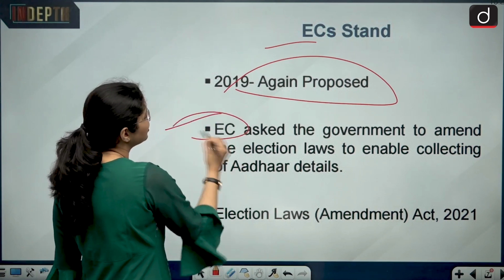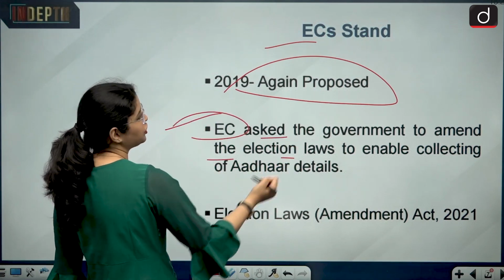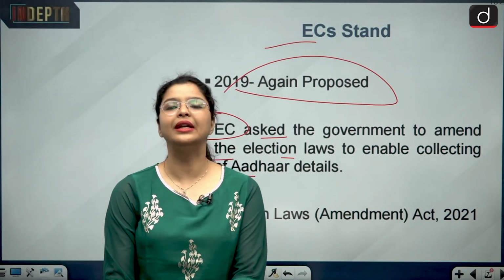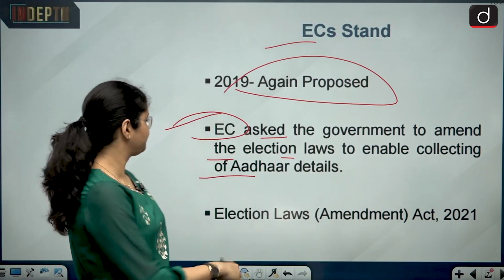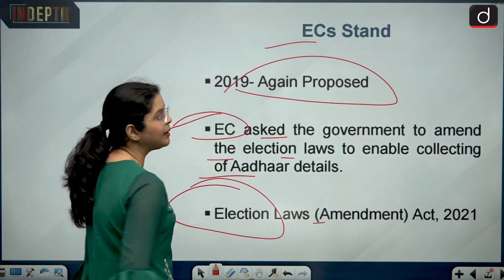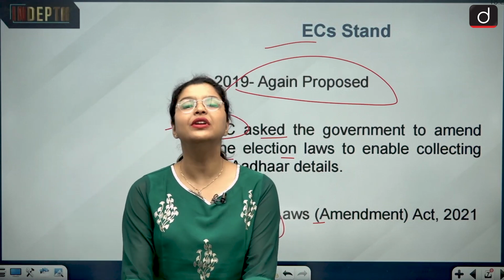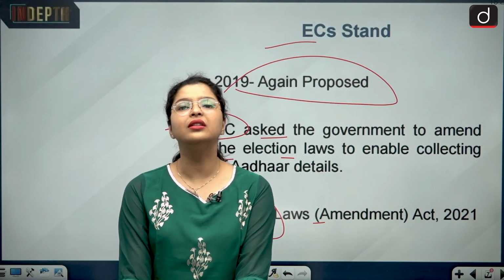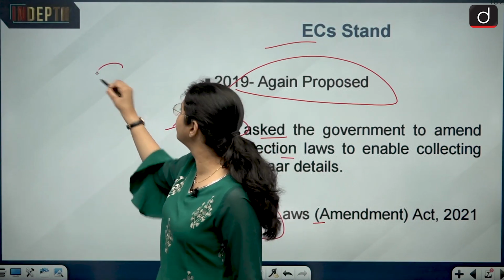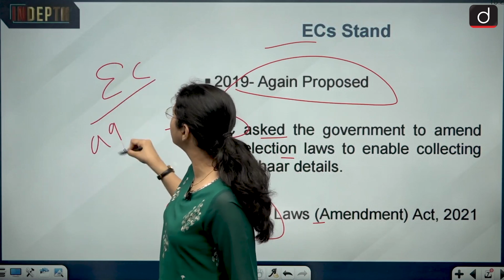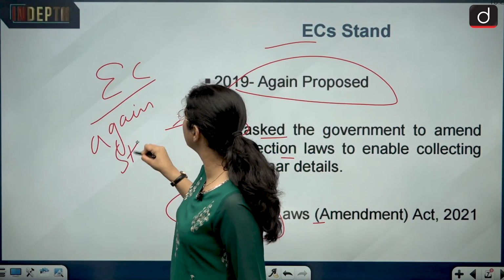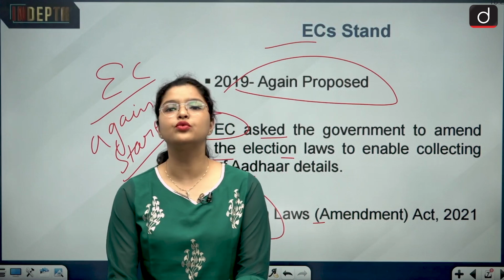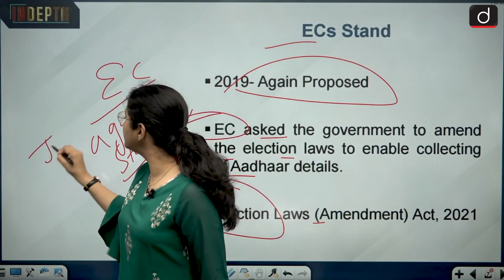So basically the Election Commission asked the government to amend the election laws to enable collecting of Aadhaar details, and the government of India enacted the Election Laws Amendment Act 2021, which enabled the linking of Aadhaar card with voter ID. So under this act, the Election Commission again started collecting your Aadhaar details from July 2022.